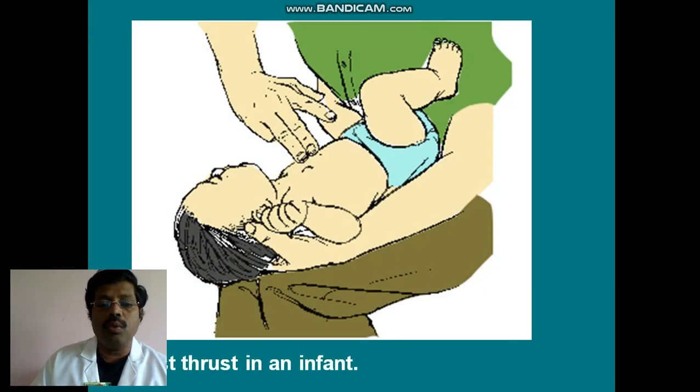This is the chest thrust for an infant below 1 year. Holding the baby with your left hand and lying down on your lap, feel the rib margin and find the sternum, especially the lower third of the sternum. If you find that, you can start to give CPR if the patient is unconscious.